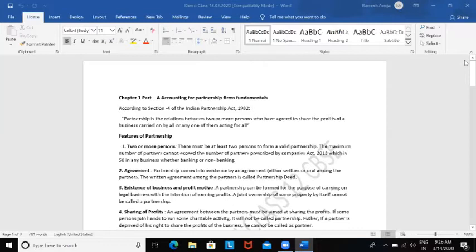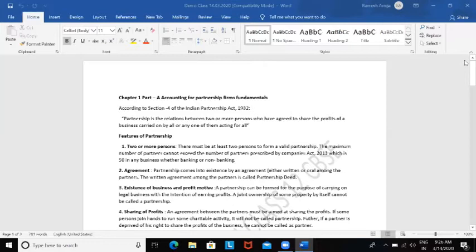Now, what does it mean? That means a minimum of two persons are required to form a partnership. These two persons have agreed to share the profit of a firm, and share the profit of a business carried on by all or any one of them acting for all. What does that mean?